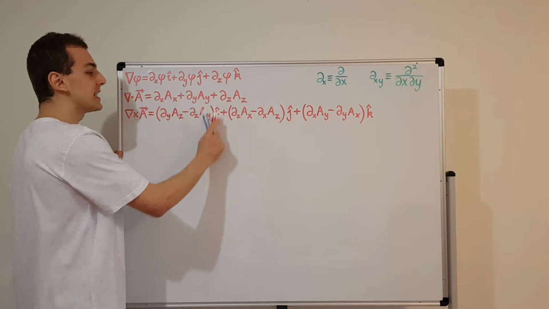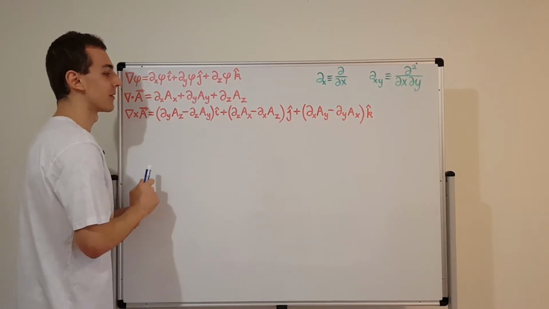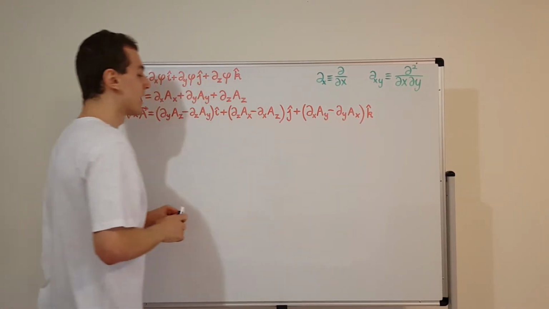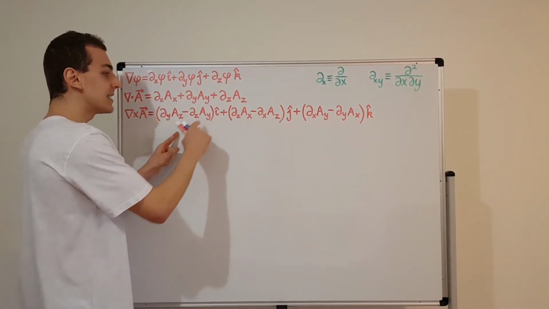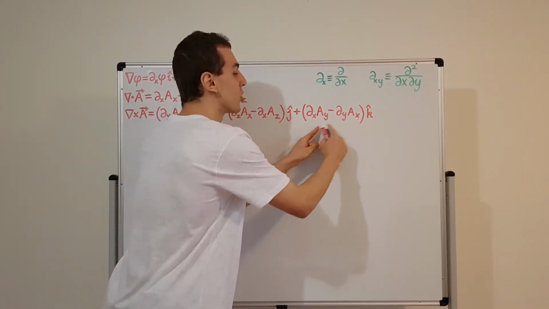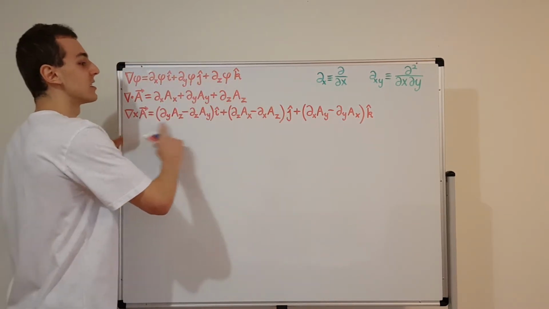This component over here is the x component, but we do not see any x subscript over here. We can find the same pattern for both the y and z components. The x component does not have any x's, the y component does not have any y's, and the z component does not have any z's. So that is a very important property of this definition.